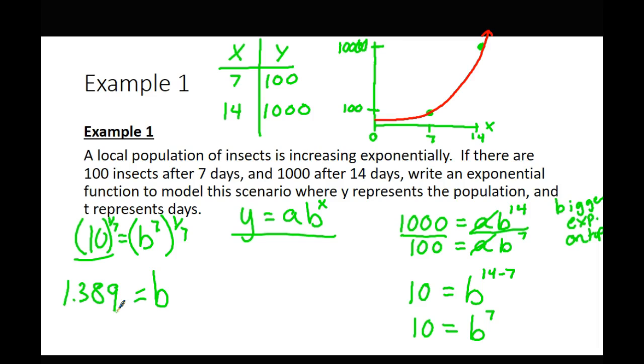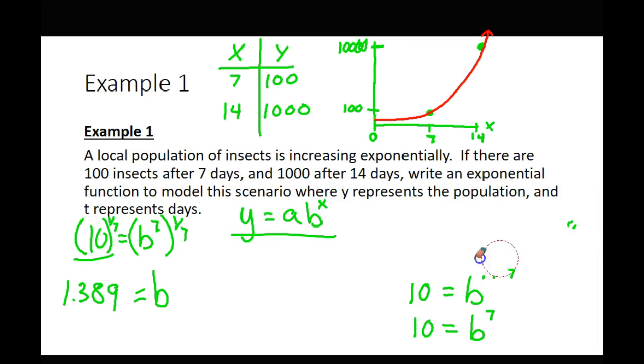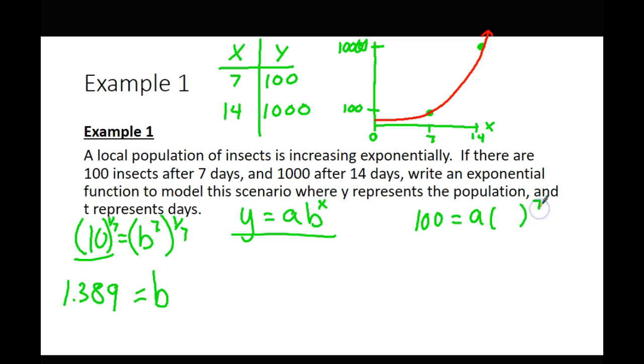Now we're not quite done yet, right? We haven't found a. So what do we do? Well, same thing we always do with systems of equations. After you get one, you just plug that one back into one of the original equations and solve for the last one. So I'm going to go with the one that had the smaller numbers: 100 times a times b to the 7th. And we just found out that b now is 1.389.